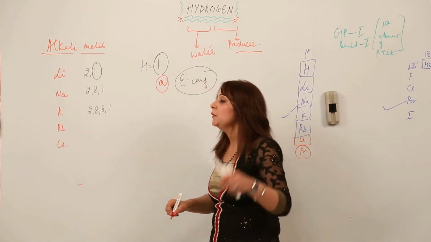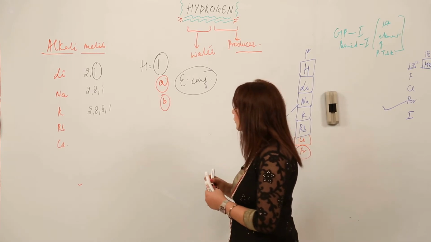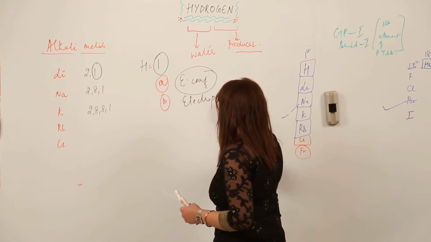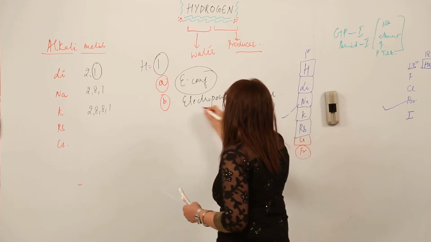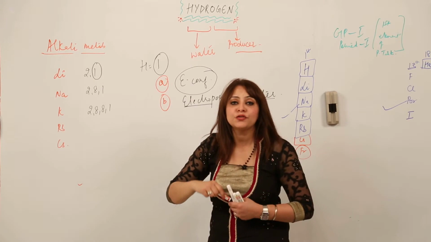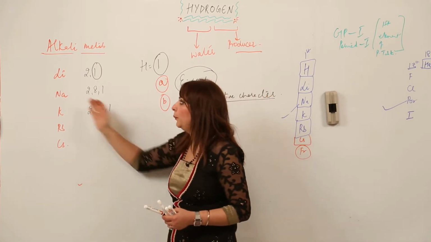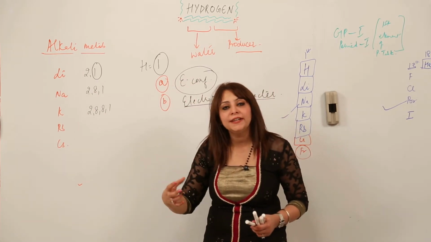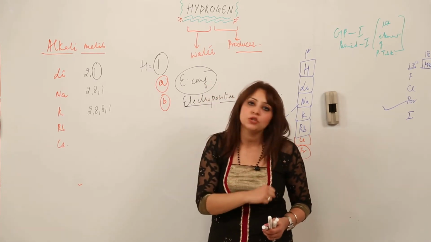Now the second property I am considering is the electropositive character. What is this electropositive character? We know that metals have a tendency to lose an electron, and after losing it they acquire a positive charge. It is a property of typical metals, that means they are electropositive. They donate electrons, and after losing the electron they get the same number of positive charge on them.